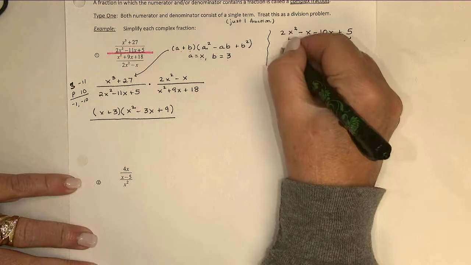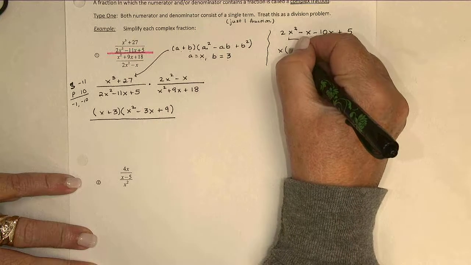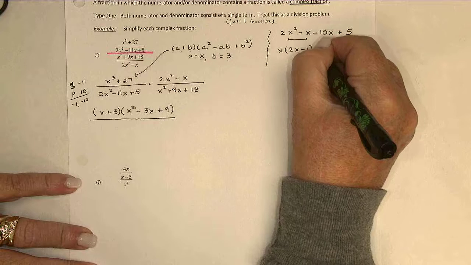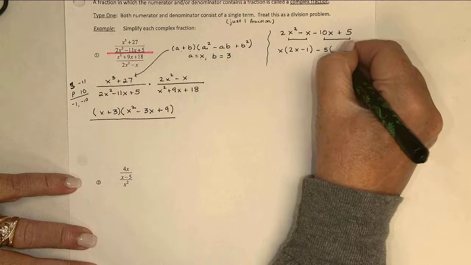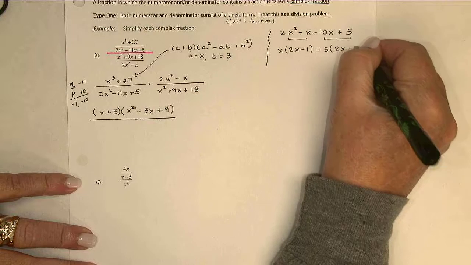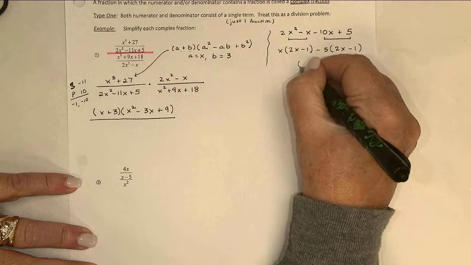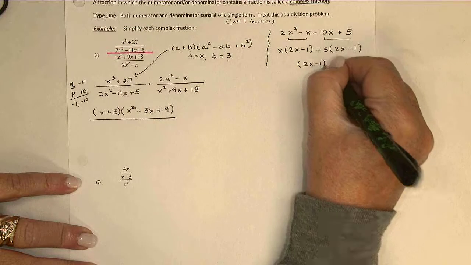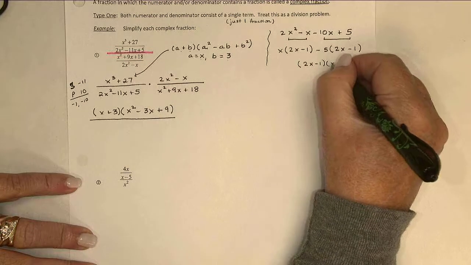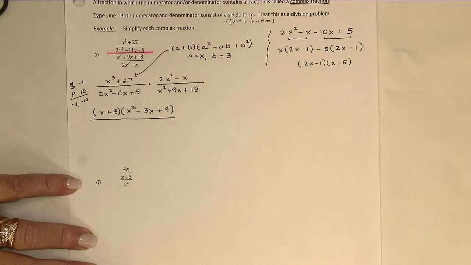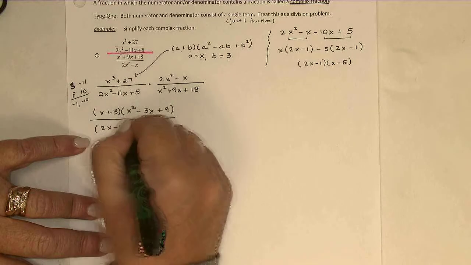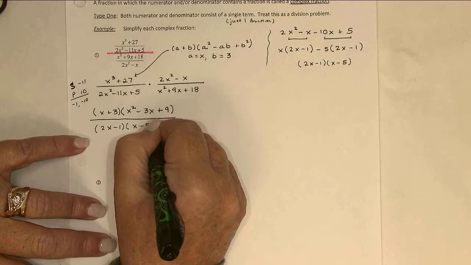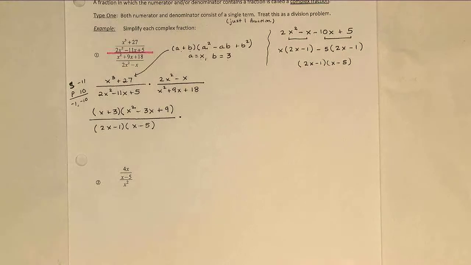In my first group, I'll factor out an x and make that 2x minus 1. And in my second group, I'll factor out a negative 5, so that I also get 2x minus 1. And my factoring is going to give me 2x minus 1, x minus 5. Goes to my denominator here. All right, first fraction, factored.